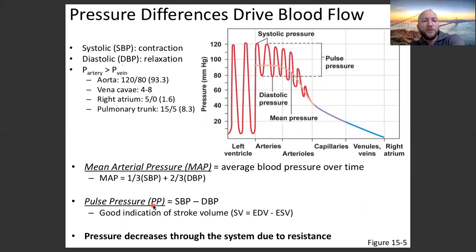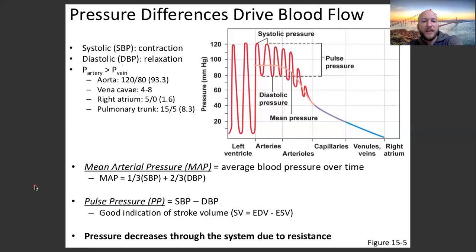Pulse pressure is the difference between systolic blood pressure and diastolic blood pressure. It's a good indication of stroke volume. If you have a patient that comes in and you notice their pulse pressure is really low, you might think, this person's having an issue with their stroke volume maybe. I should look into that more. So it's a good indication of stroke volume.